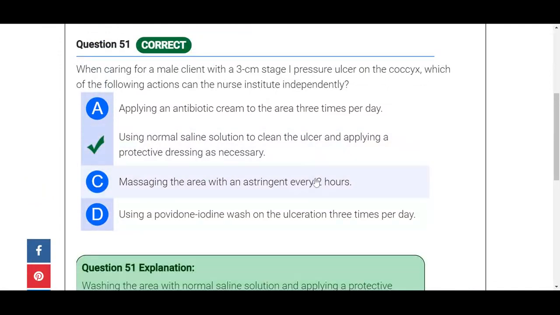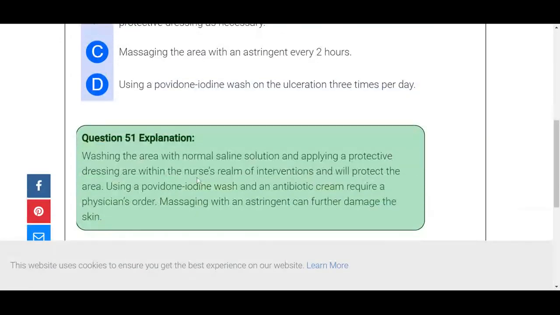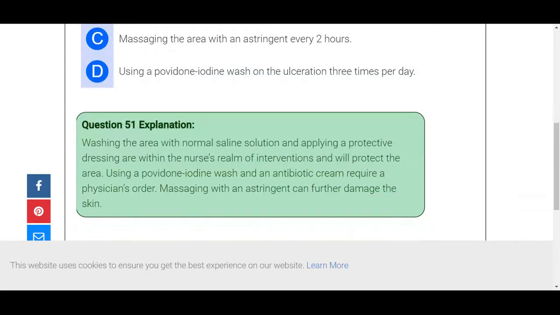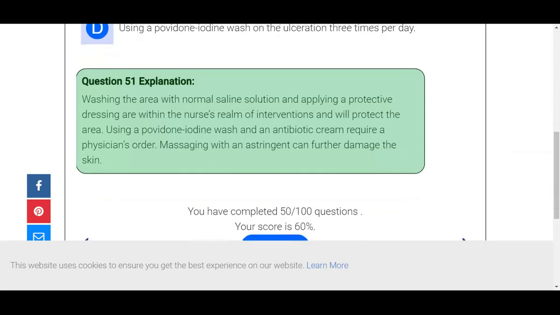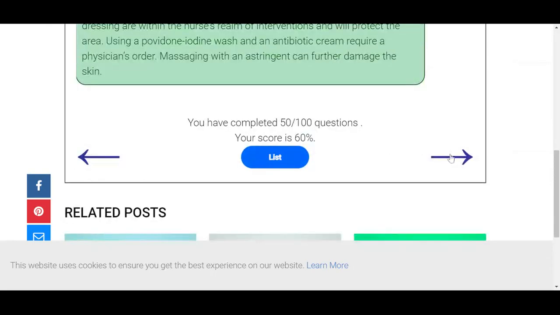So this one. Using normal saline solution. Washing the area with normal saline solution and applying a protective dressing are within the nurse realm of interventions and will protect the area. Using a povidone iodine wash and an antibiotic cream require physician's order. That is true. Massaging with an astringent can further damage the skin. That is true also.